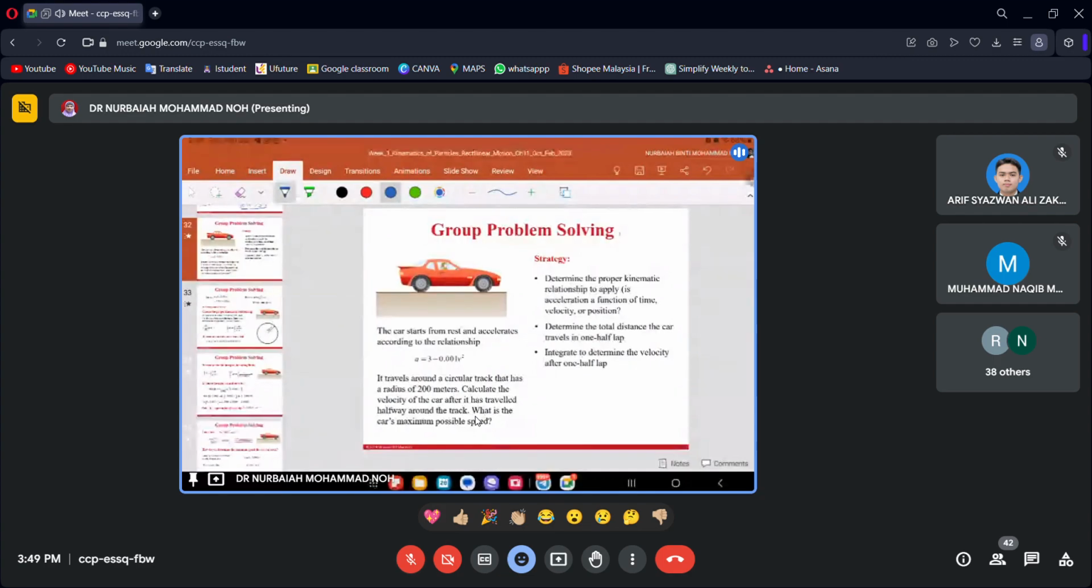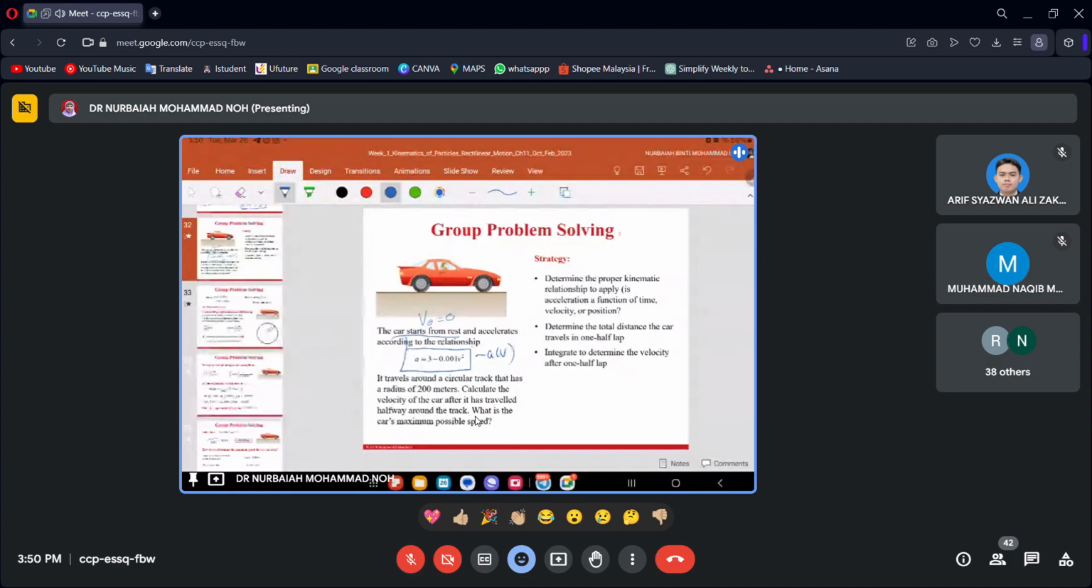Other group problem solving yang mana dia melibatkan again A is a function of velocity, A is a function of V. Okay. Apa statement dia? The car starts from rest. So maksudnya V initial equal to 0. Daripada statement tu dia dah boleh keluarkan apa information yang dia ada sebenarnya. Okay. The car starts from rest, so meaning that the initial velocity is equal to 0 and accelerates according to the relationship A is equal to this.